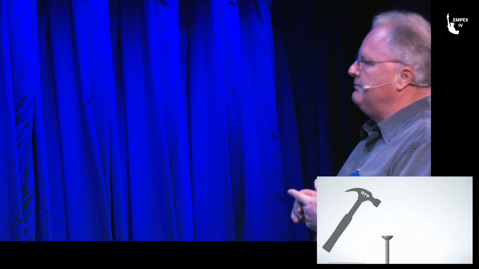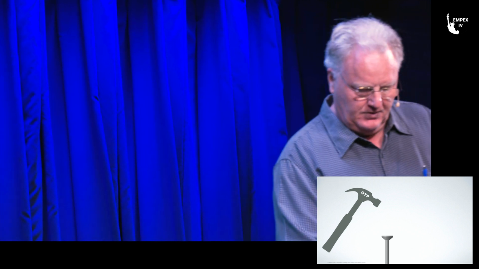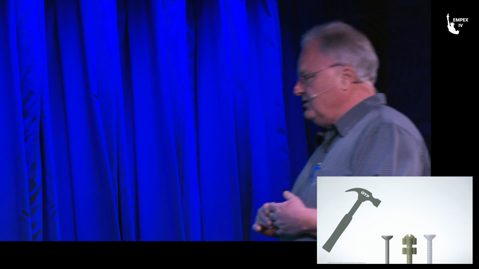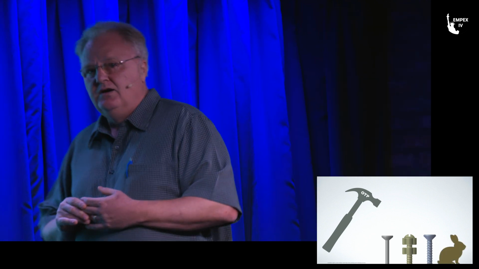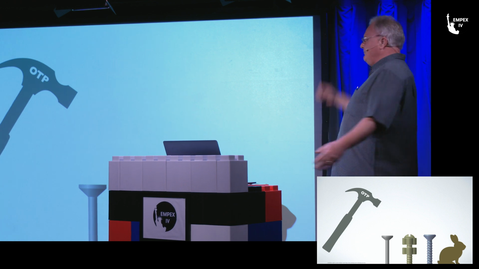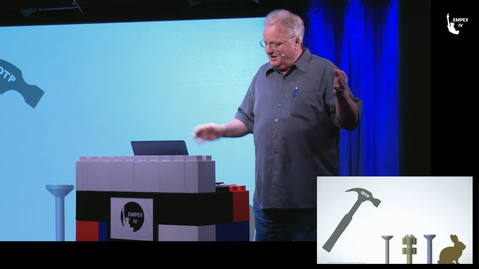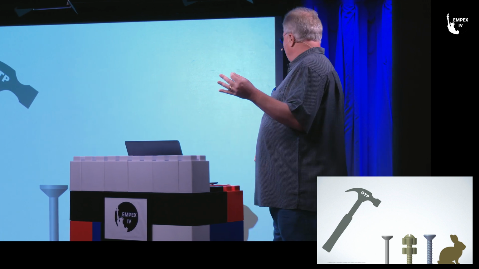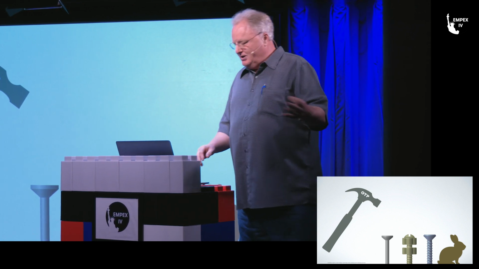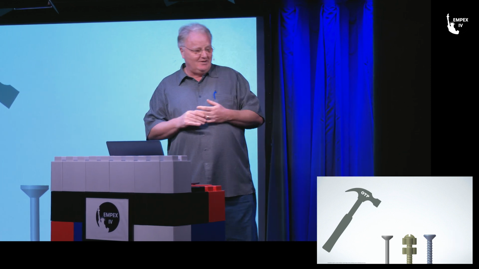So, boring metaphor, but OTP is a tool, and it is very good for doing one particular thing. It is not particularly good for doing other things. I put the rabbit in there as a bit of a joke, right? Bang, bang, bang, squish, right? And then I realized RabbitMQ is actually written in OTP, so that's got to go, sorry.